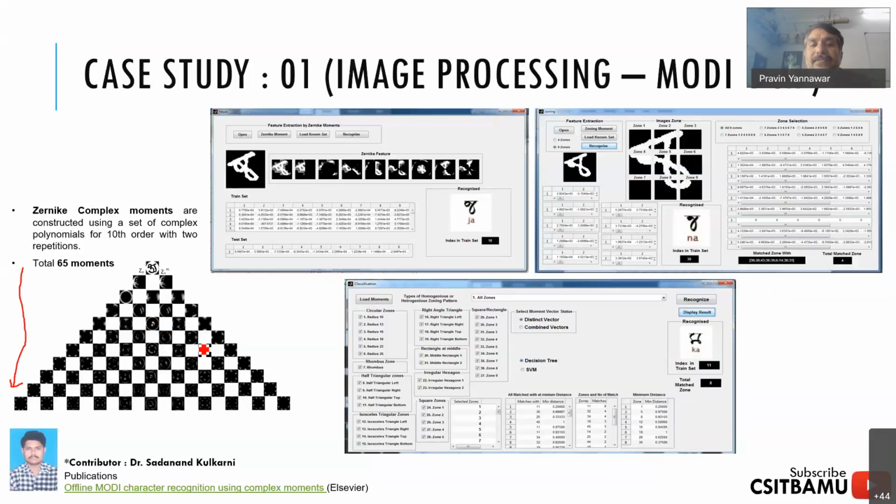Using these 65 complex moments, character recognition has become possible. Here we have used decision trees and support vector machines, because they are supervised classification. The training is supervised learning and the classification is supervised classification, because every letter has a label class. Every letter is labeled, so that is how it is done.